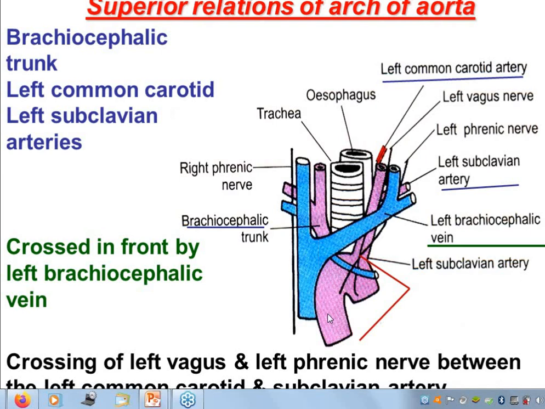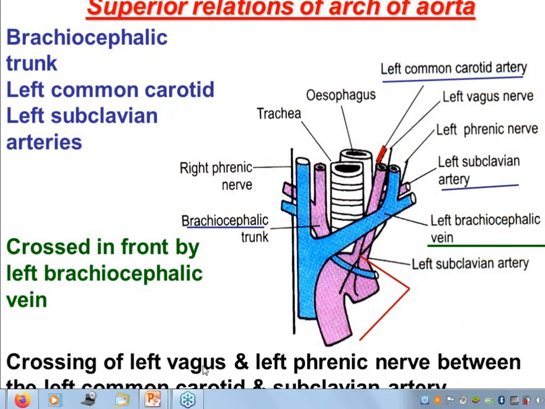Apart from that, this arch of aorta is crossed in front by the left brachiocephalic vein, because the right and left brachiocephalic veins join to form the superior vena cava, which is present in relation to the right side of the arch of aorta. Since the right side of the body is the venous side, the left brachiocephalic vein has to come to the right side obliquely to join its right counterpart, the right brachiocephalic vein, to form the superior vena cava.